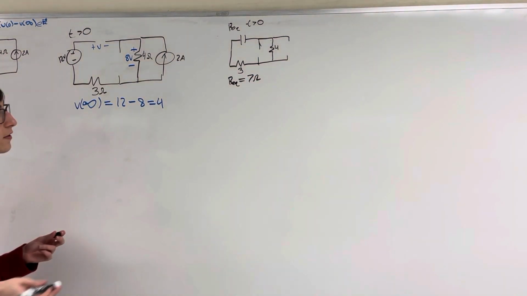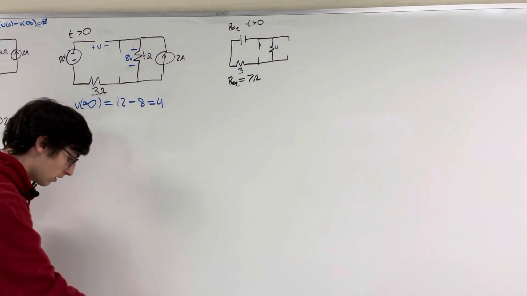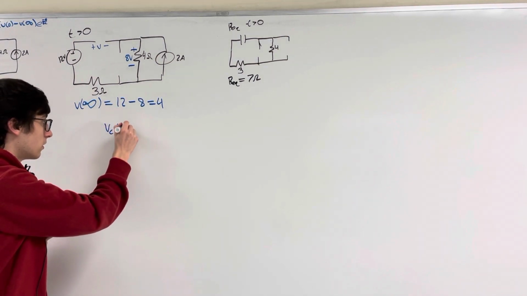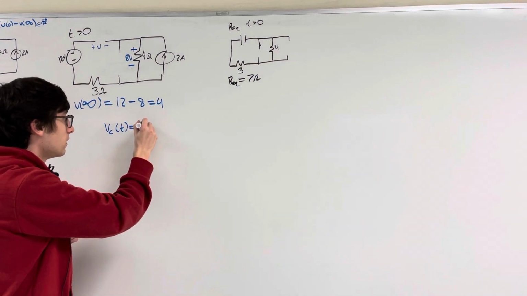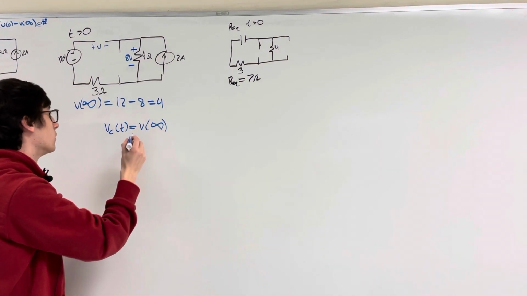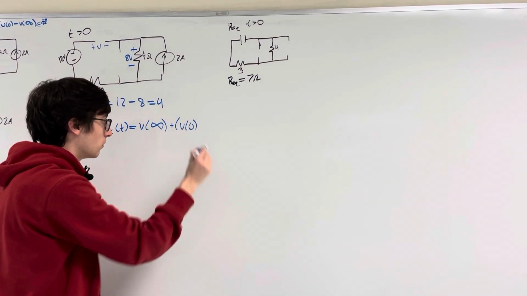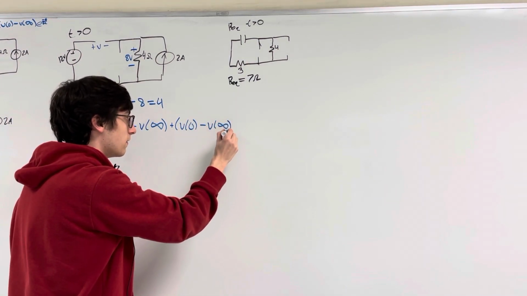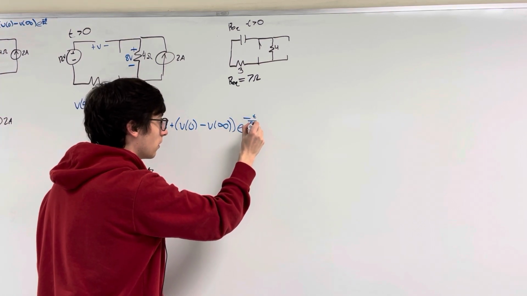And now we basically have everything we need in order to solve the equation. Just to reiterate, the equation is simply Vc of t, the voltage across the capacitor with respect to time. It's going to be V infinity, or when time is greater than 0, plus V of 0, so when time is less than 0, minus V infinity, times e to the negative t over RC.